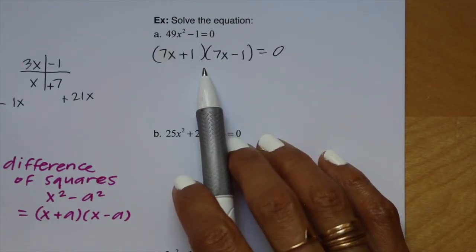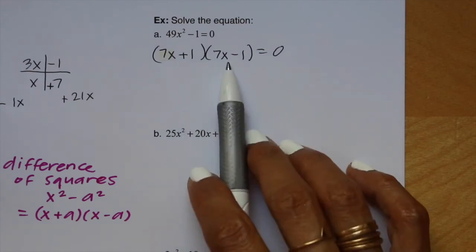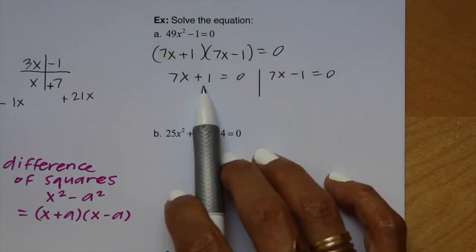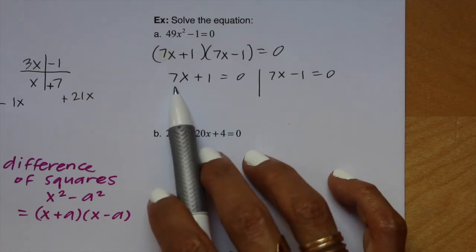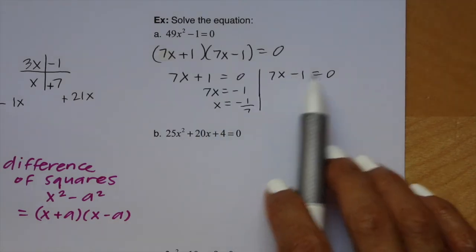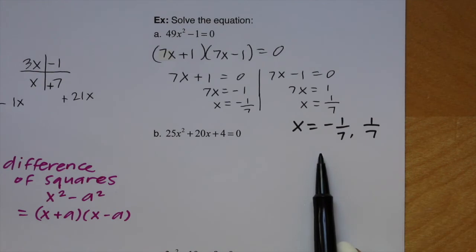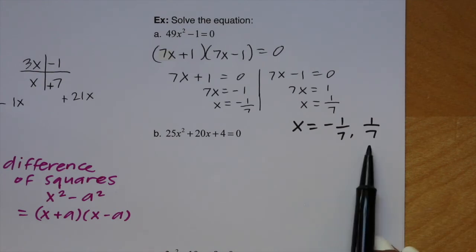At this point, using the zero product property, we're going to set both of these equal to 0. Finally, to solve this, we're going to subtract 1 and divide by 7. And let's do the same thing on this side. We're going to add 1 and then divide by 7. So we end up getting -1/7 and +1/7.